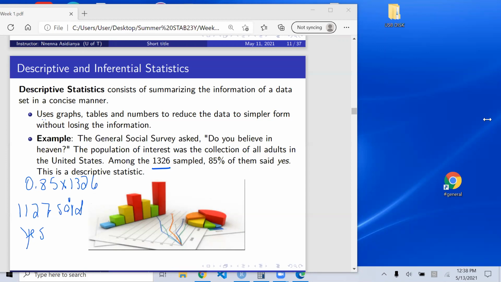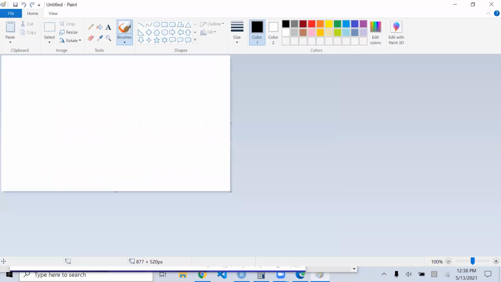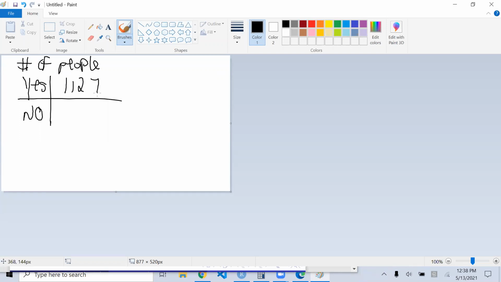So if you leave it not computed and put it in table format, for instance, let's suppose you present a table like the following. This is also descriptive. You can say something like yes, no, and number of people, something like 1,127, and then whatever that difference happens to be, approximately 200 and something. Oh no, this is approximately 200 and let's say 30. I'm being very lazy, I'm sorry.